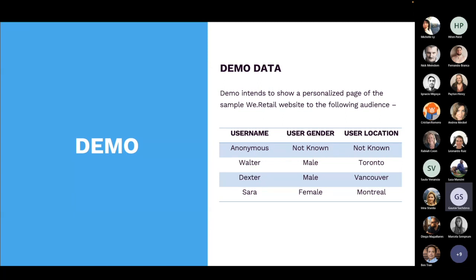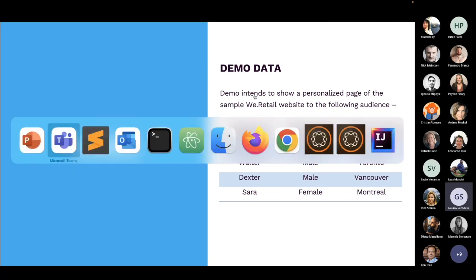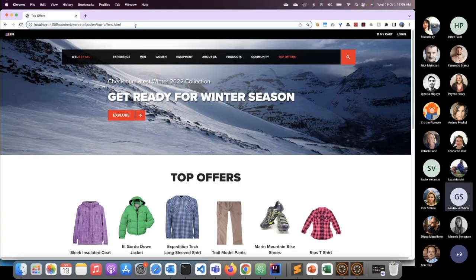And then we will look at Walter, who is male from Toronto, then Dexter, who is male from Vancouver, and then Sarah, who is female from Montreal. So these are three different users who will see three different experiences based on how the configuration has been done for that page. So quickly, I will just move to the demo.